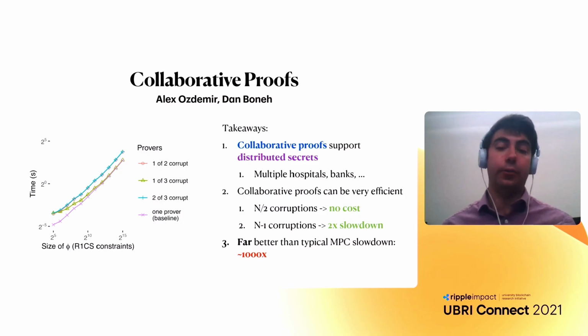And if you want security against an arbitrary number of corrupt provers, up to n-1, everyone but one is trying to get your secret information, then it only requires a 2 times slowdown over a single prover proof. And finally, I hope that this is a little bit surprising and a little bit intriguing to you. Typically, multi-party computations are thousands of times slower than their single machine analogs. And we're seeing that in the context of zero-knowledge proofs, a multi-prover proof is only in the worst case 2 times slower, which is quite shocking.